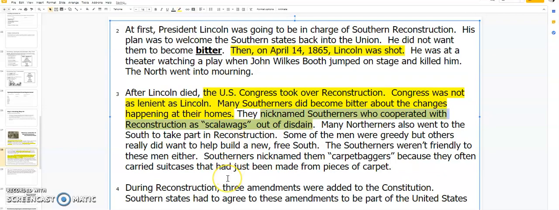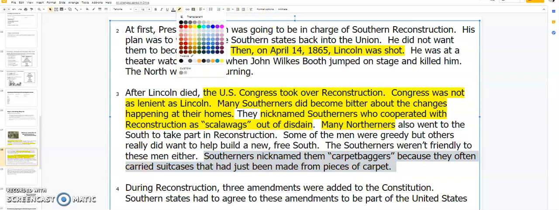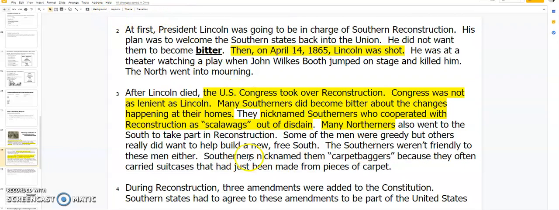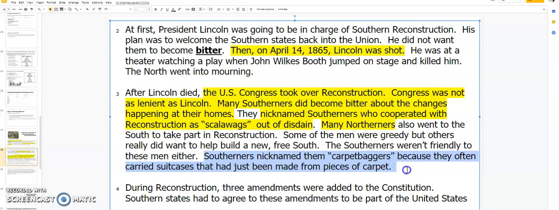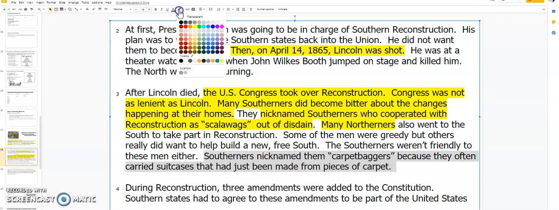Many Northerners also went to the South to take part in Reconstruction. Some of the men were greedy, but others really did want to help build a new free South. Southerners weren't friendly to these men either. So many Northerners I'm going to highlight, and then I want us to connect that to the carpetbaggers, because the Southerners nicknamed them carpetbaggers because they often carried suitcases that had just been made from pieces of carpet. All right, so I'm going to go ahead and highlight that Southerners nicknamed them carpetbaggers. All right, and so I think that's all very important to our topic card.